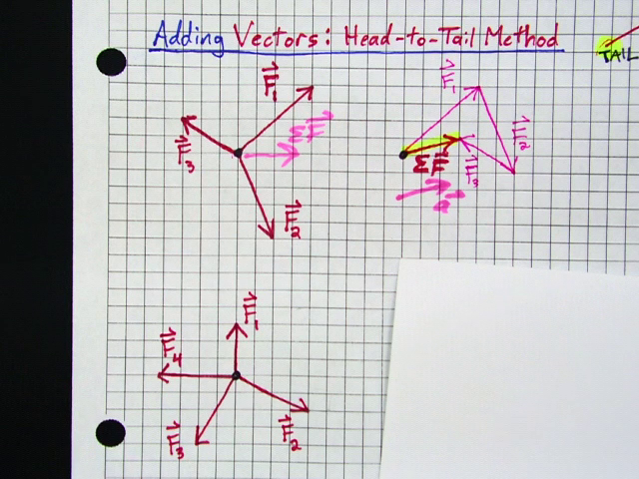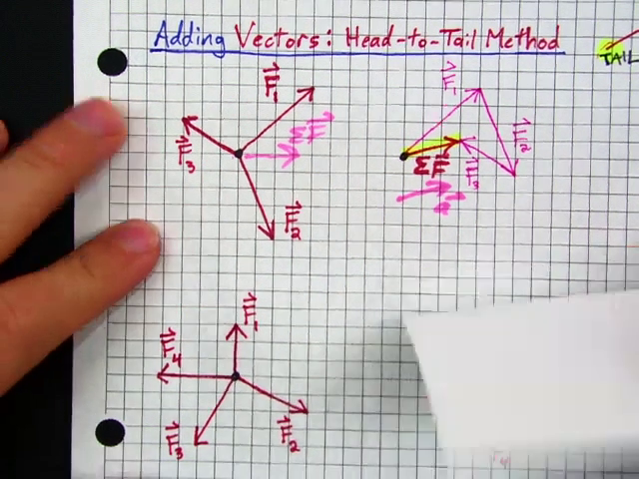I encourage you to make a prediction before you start, just from looking at these vectors here. Make a prediction of what direction the net force should roughly be, and then try out the method and test your prediction. Okay, grab some graph paper to help you out with this, and pause the video, and I'll reveal the result when you're ready. Are you ready? Okay, here it is.